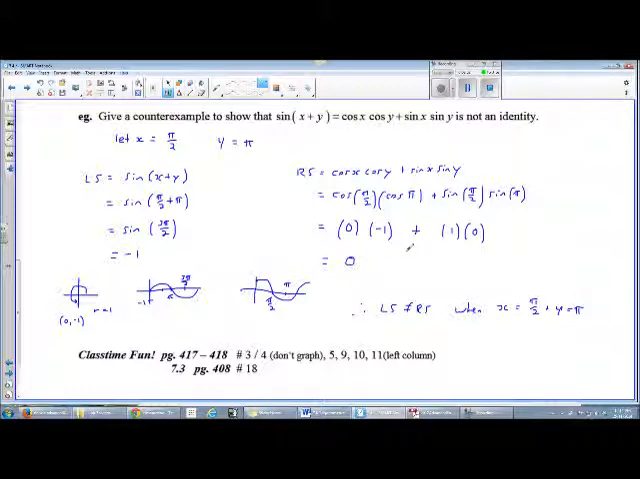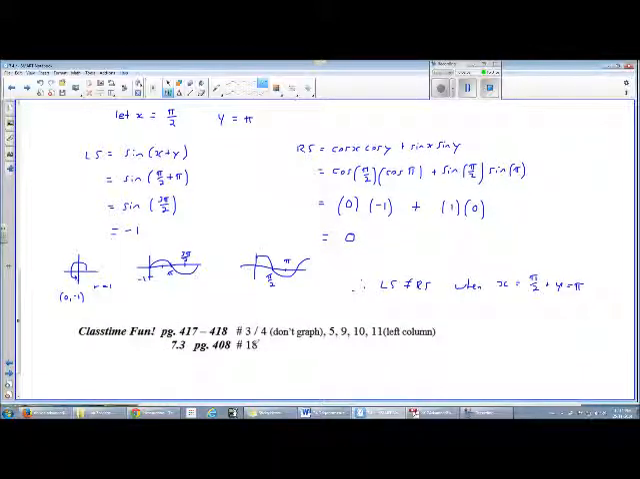Alright, so here is the homework for today. From page 470, numbers 3 and 4, don't worry about graphing, that's okay. And then 5, 9, 10, 11, do the left column. If you want some more practice, then you can do the right column. And then page 408 from section 7.3, number 18.